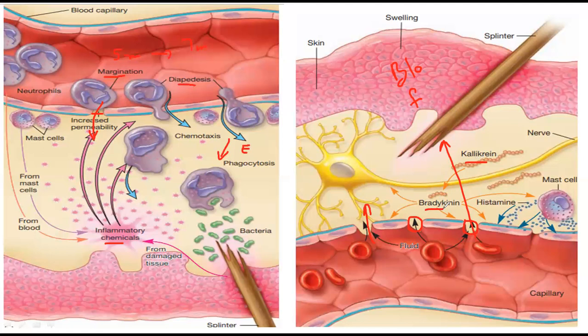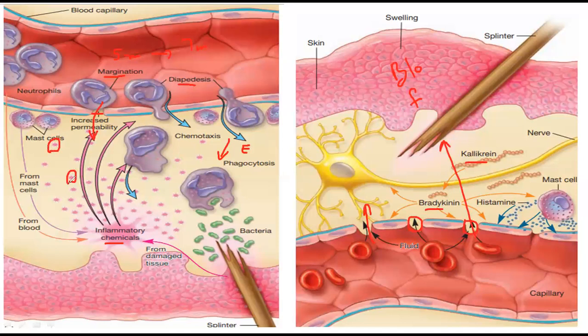So what happens, this bradykinin, what does it do? It binds to the mast cell, okay. So by binding to the mast cell, the mast cell produces histamine, okay. So bradykinin is also a type of inflammatory chemical.